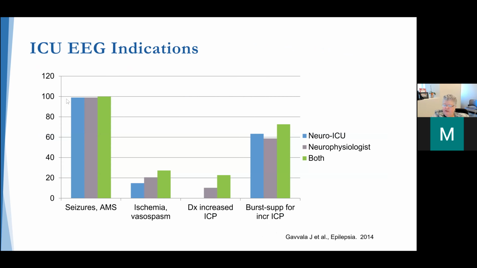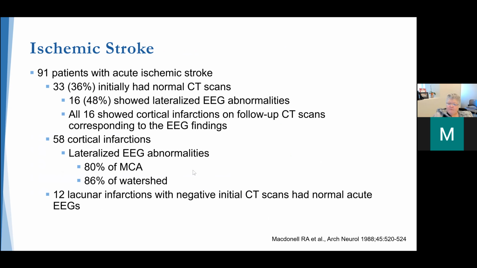We can see here from a survey in 2014, almost everyone, ICU attendings and neurophysiologists, use continuous EEG for seizure detection, but 20 to 25% use it for ischemia detection. Again, largely related to issues of duration of monitoring and lack of familiarity with the monitoring procedures. So now I'm going to switch over and talk about ischemic stroke.